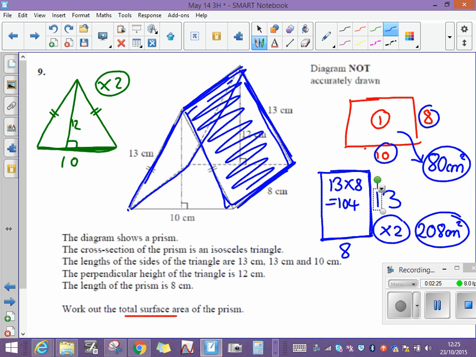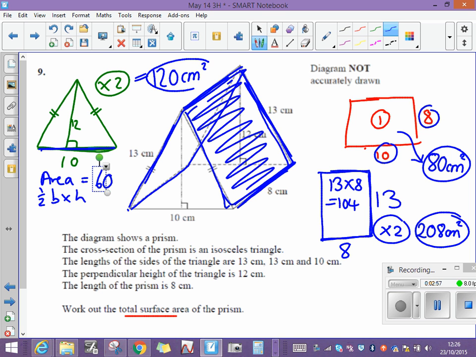Now if I look at this, I've got two triangles. Each triangle has a base of 10 and a height of 12. So remember the area of a triangle is half base times height. I can do 12 times 10 and then halve it, so it's 120 halved, which is 60, or I could do 12 times 5, still 60, or I could do 10 times 6, which is still 60. So the area of one triangle is 60, but there are two of them, so 60 times 2 is 120 square centimeters.